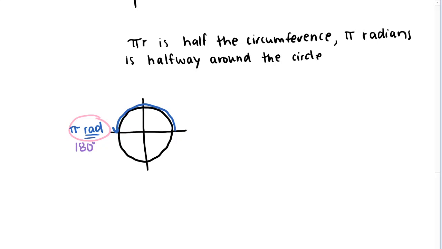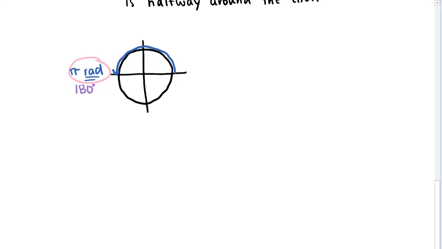So if pi radians is going to get me halfway across the circle, what do you think 90 degrees will look like in radians?